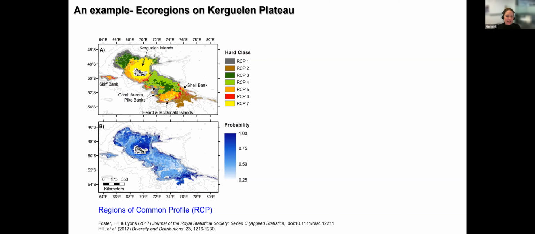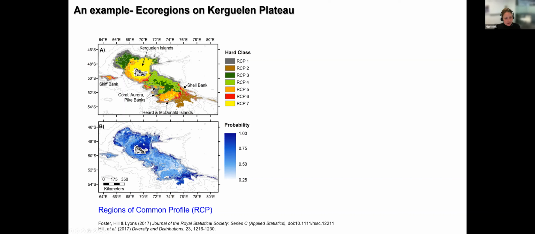We found that we actually had 7 assemblages or 7 ecoregions that we could identify based on environmental variables such as sea surface temperature, bottom temperature, depth, productivity at the surface, and a range of other measures. And then when we mapped what the distribution of these assemblages look like across the plateau, this is what we get. So we get some shallower assemblages through to some deeper ones.